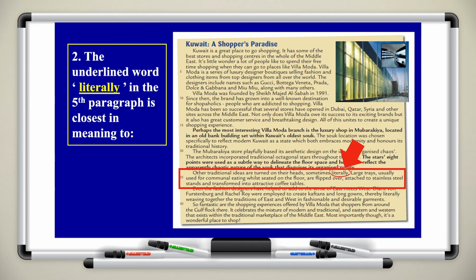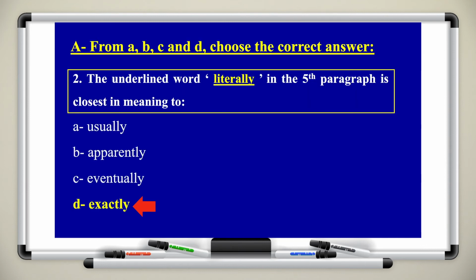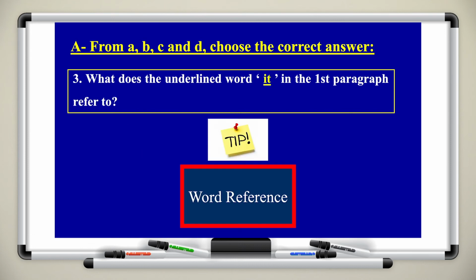To understand it, look at the text and the sentence the word is mentioned in. Look at the context. Based on the context, what do you think the meaning of literally is? And when you find it or understand it, then you can find the synonym. And I think you found it. The answer is D. Literally is closest in meaning to exactly. Excellent job. Now we have number 3.